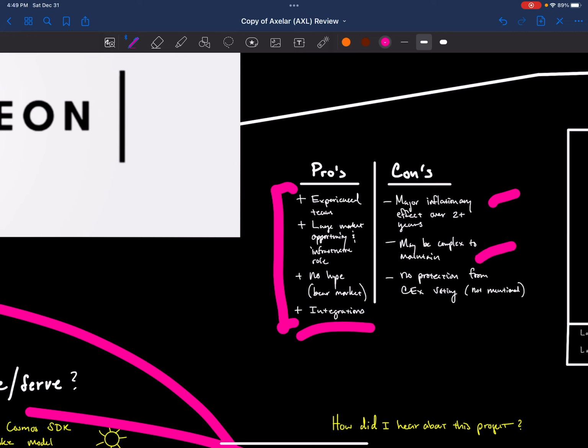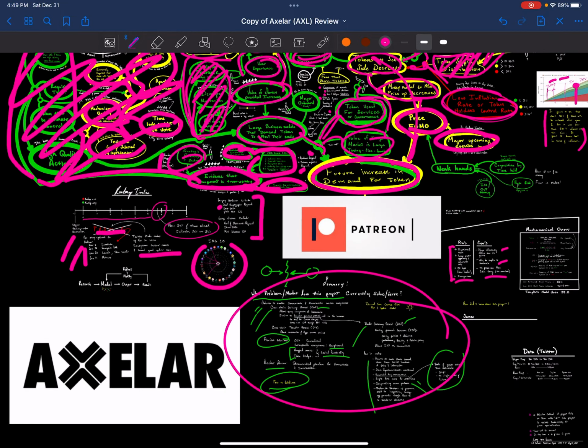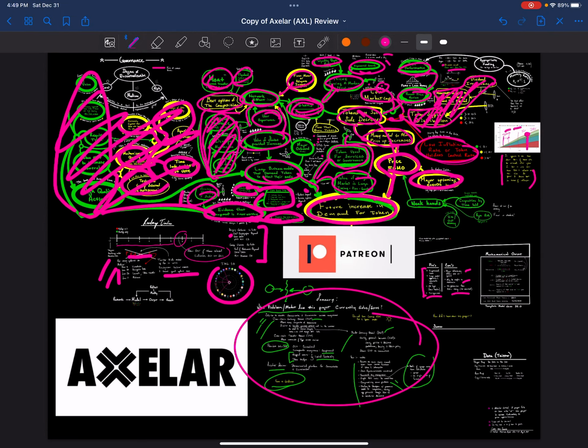It may be complex to maintain because of all those integrations. We don't know how complex that will be, but they said they are designed to not gather complexity from all these different projects. And there's no protection from centralized exchange voting or those who vote with other users' tokens on their behalf. Or at least I didn't see that. There might be, but I didn't see it. So that's the general gist of it.